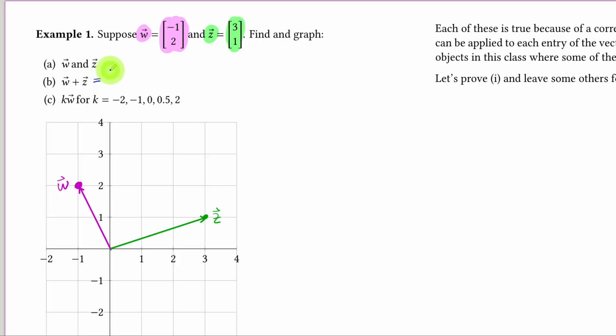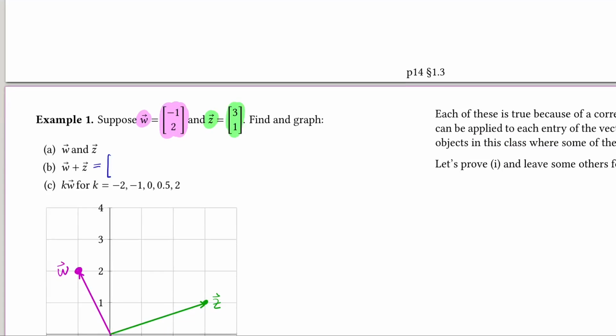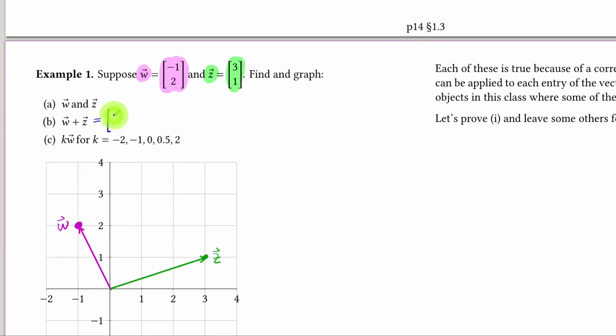First of all, let's think of this in terms of the definition with the components. The definition over here says to just add up the components of each. So that would mean doing -1, 2, added pairwise with 3, 1. And -1 plus 3 is +2, 2 plus 1 is +3. So you get this result. So we can just see that W plus Z is this point here, the point 2, 3.